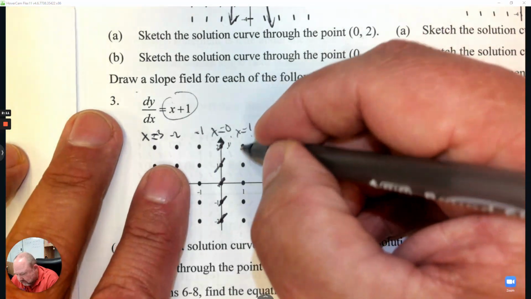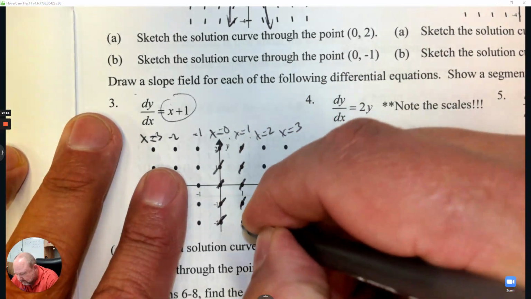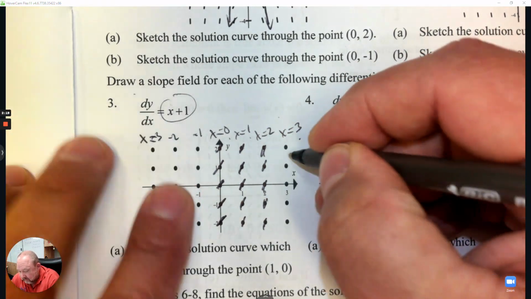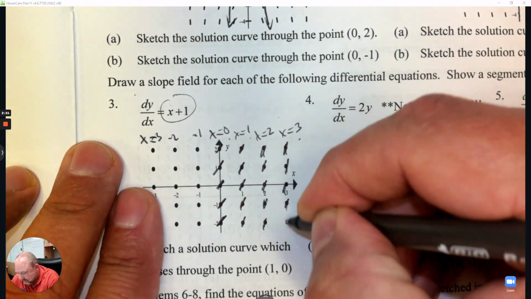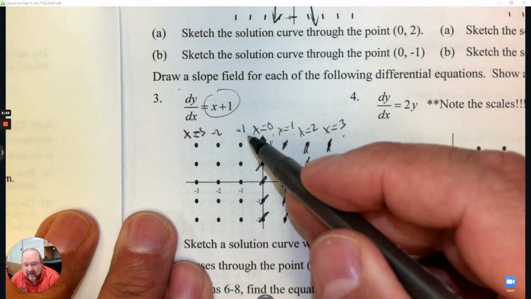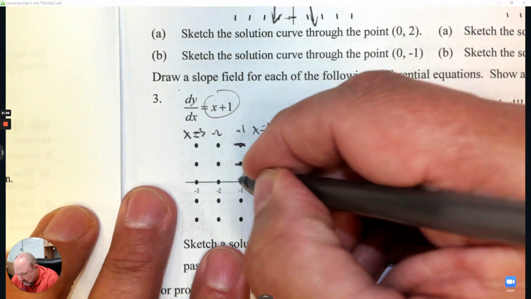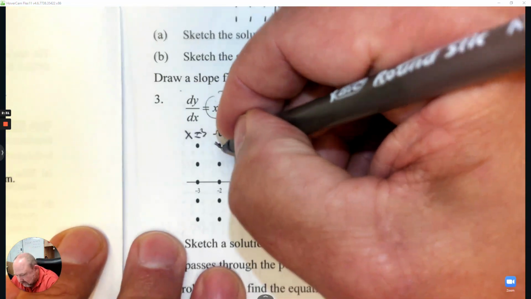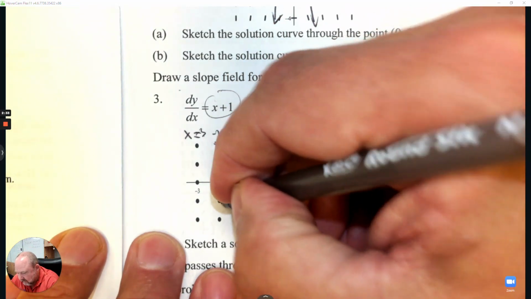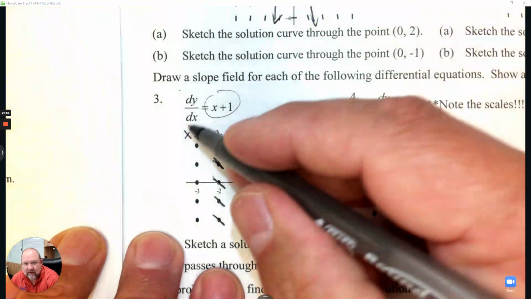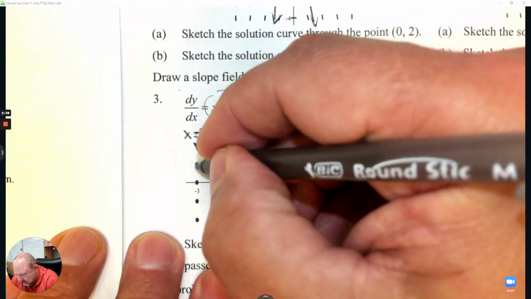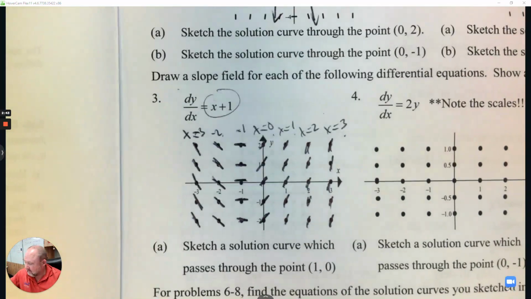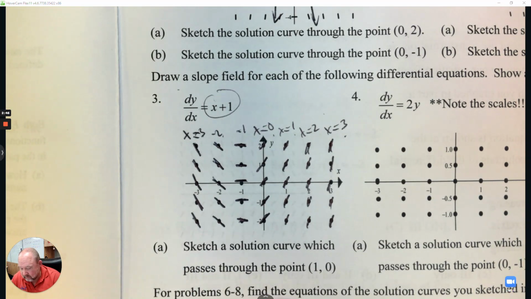If I plug in 1, it's 2, so it's a little steeper. 2 is a little steeper. And then plug in 3, plus 1 is 4, which is really steep. Then if I plug in negative 1, the answer is 0. That's a horizontal slope. And then if I plug in negative 2, I get negative 1, so it's going down. And then if I plug in negative 3, I get negative 2, which is a little steeper, but pointing down. Then I'm going to draw a solution through (1, 0).